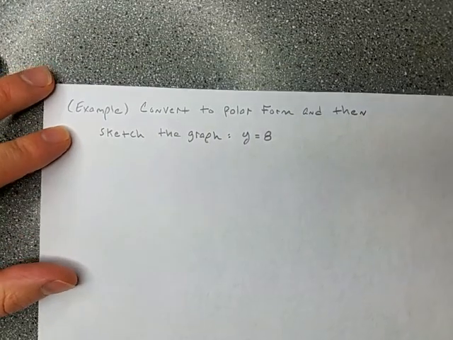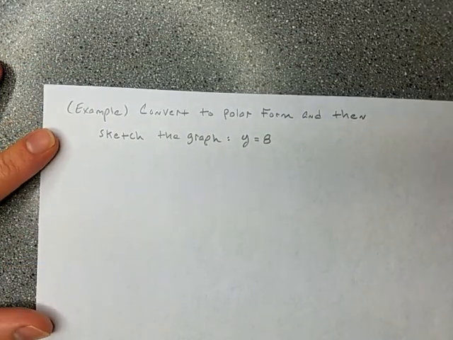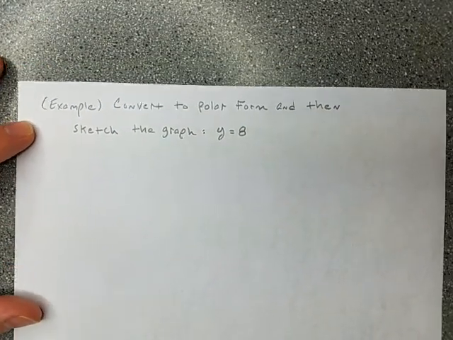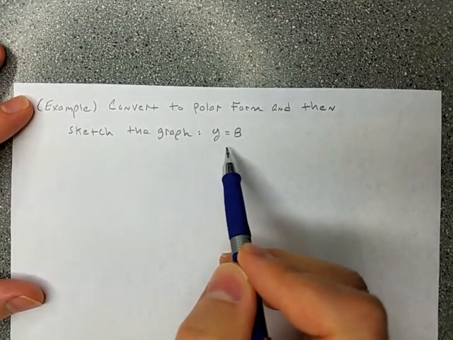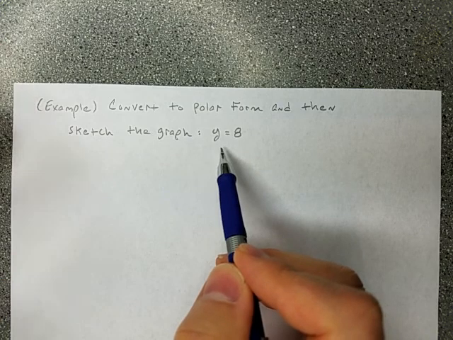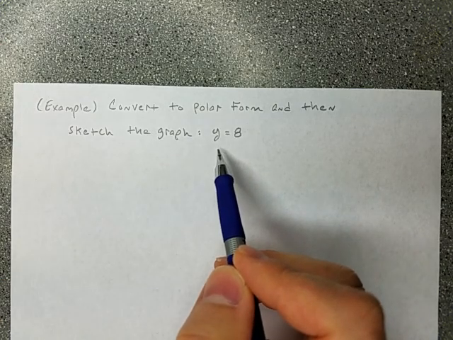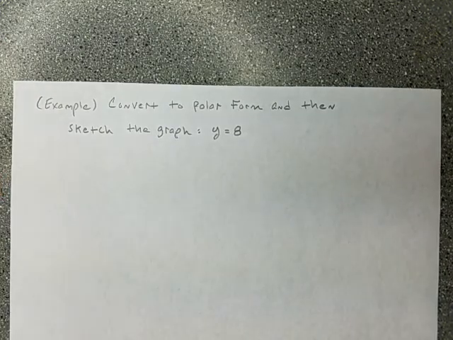All right, let's do this one then. A few more conversions, then I think we've done enough conversions, and we can move on to something else. Convert to polar form, and then sketch the graph of y is equal to 8. That one's real easy to sketch. I don't have to do anything with it. But I thought I might mention.